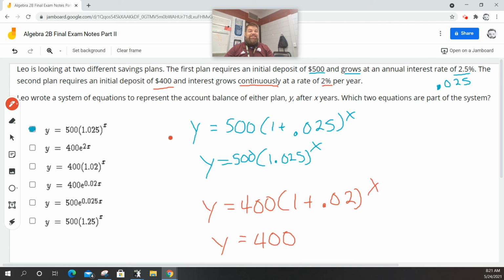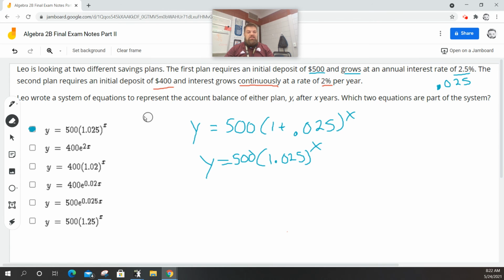Well, continuously is done a little different. So the other one tells us that it grows at an annual interest rate, where x represents the number of years that it grows. But when it's continuously growing, we use a different model. So for continuous growth, it's the initial condition, which is 400 times Euler's number e raised to the rate 0.02 times x. So that's this one. I thought something goofy was going on. And that is it. That's the right answer.